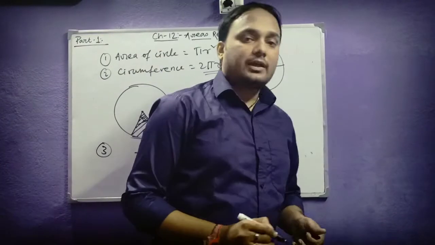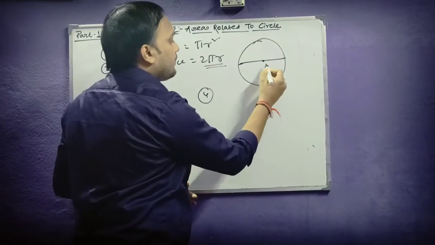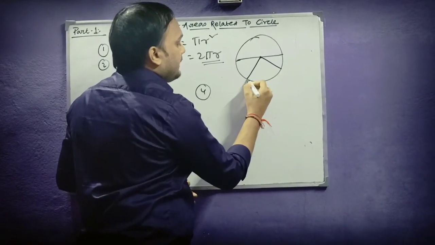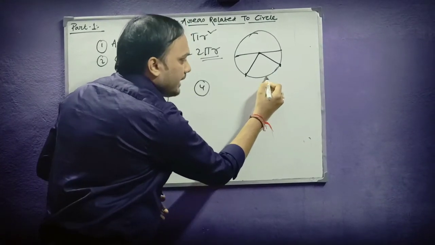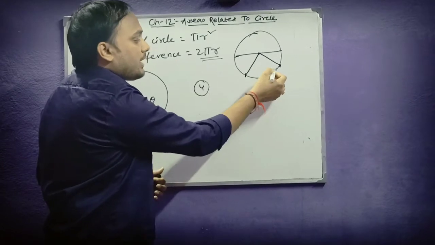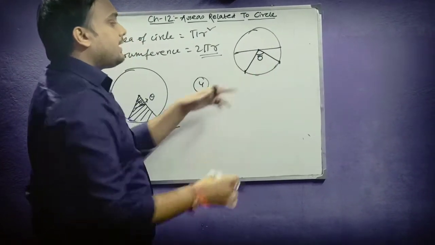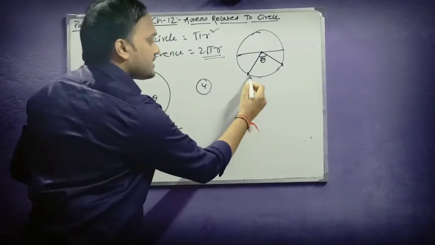Fourth formula is, suppose I take this circle only. Suppose I want to find the length of this part, from this point to this point. I want to find the length of this arc, actually I should say, this minor arc. And this minor arc is subtending angle theta at the center. I want to find the length of this minor arc.